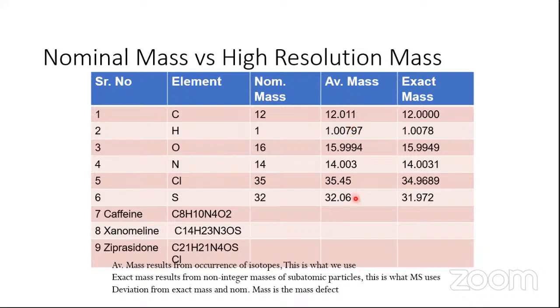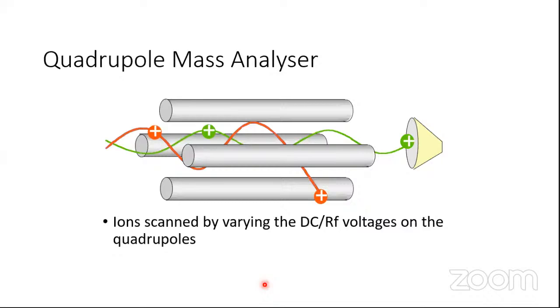Okay, so we use these masses, but the mass analyzers give you either this or this. So remember that. Now we come to the first mass analyzer, which is called a quadrupole mass analyzer. It has four rods, approximately 8 inches, or say 20 to 30 centimeters, in length, and about 6 to 8 millimeters in diameter. So they are very compact.